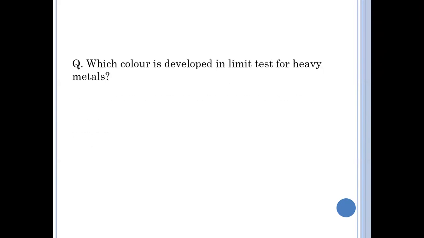Which color is developed in the limit test for heavy metals? So as we have discussed, it is based on the formation of metal sulfides which are black to brown in color. Hence the color developed in the limit test for heavy metals is black, or you can say brown. So in this video we have seen the procedure for carrying out the limit test for iron. So once again, limit tests are basically semi-quantitative in nature, which helps in determination of the inorganic impurities present in our sample. Thank you.